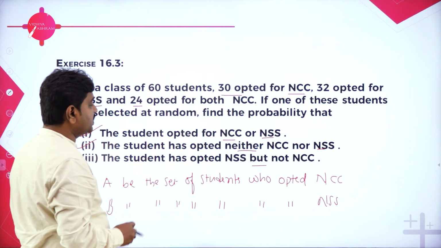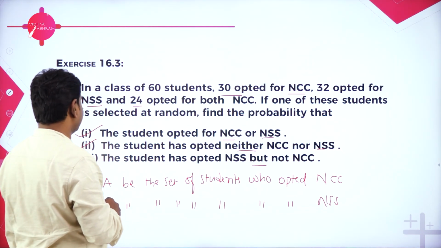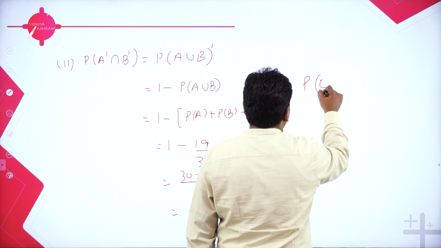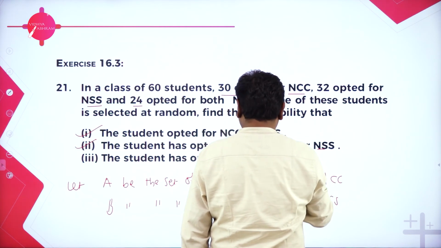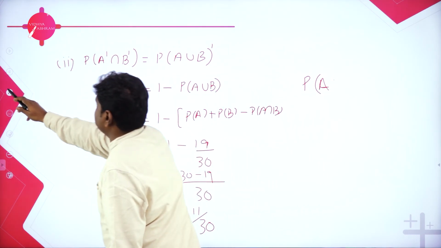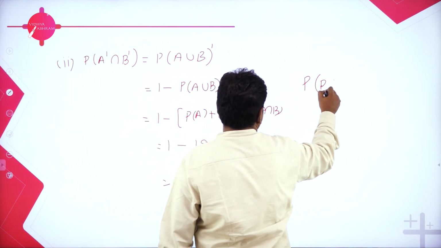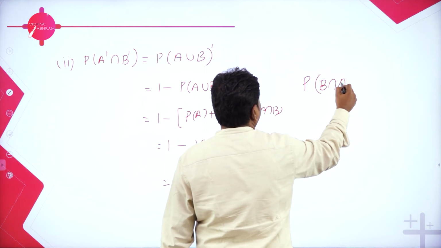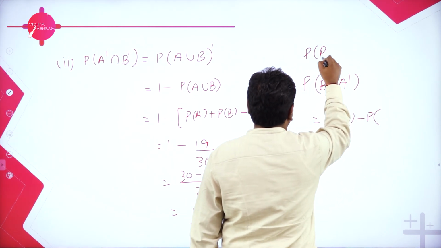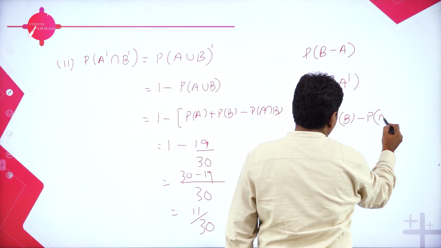And then they want student opted NSS but not NCC. NSS but not NCC means they told opted NSS, second set, B, P of B and not A. Means you can write P of B minus, or we can also say P of B minus P of A intersection B. Probability you remove from this A intersection B common.